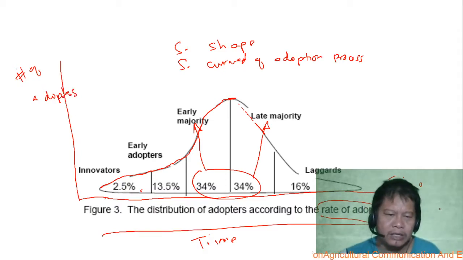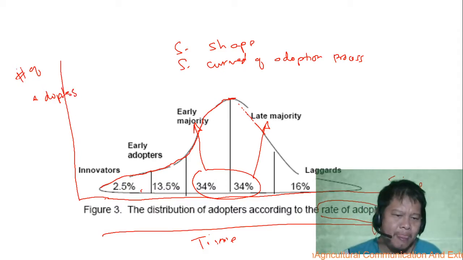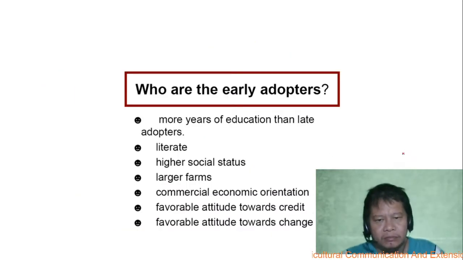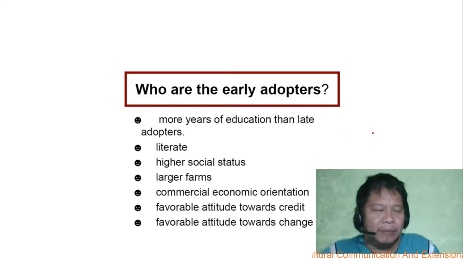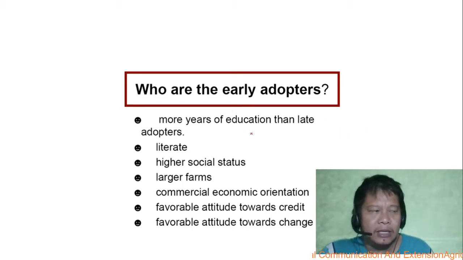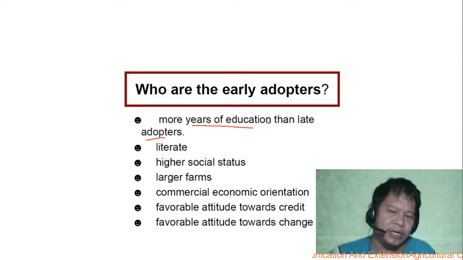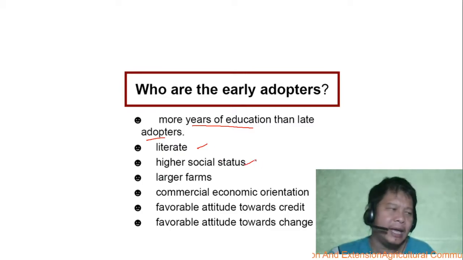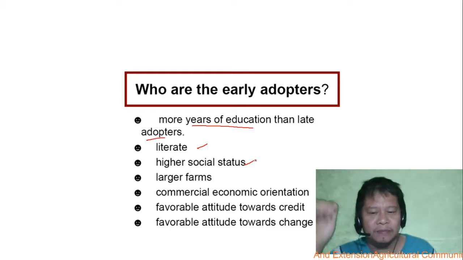Then your x-axis is time. Okay? So who are the early adopters? The innovators have more years of education than late adopters. These educated people adapt more easily. Early adopters are usually literate, with higher social status, like captains and officials.